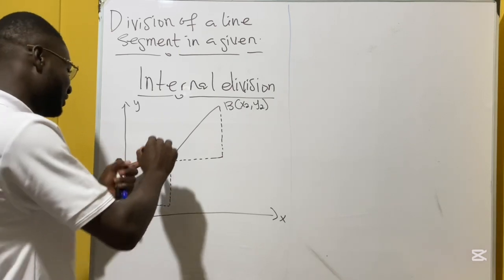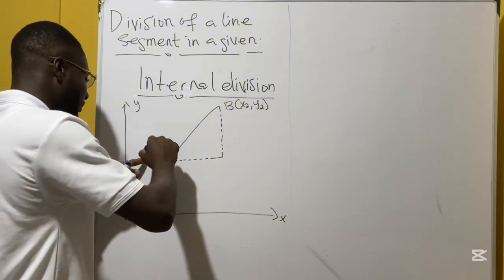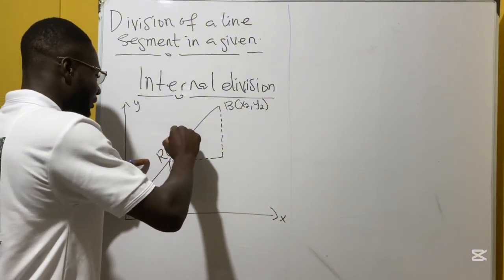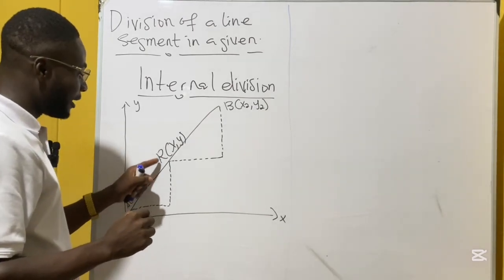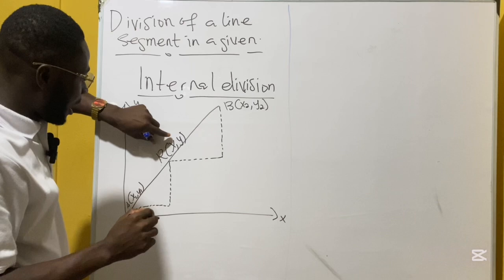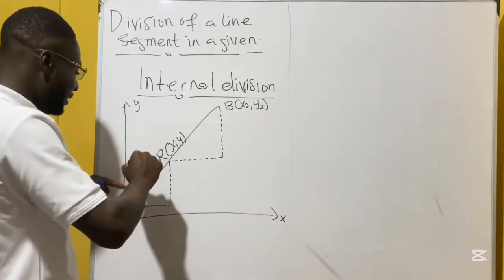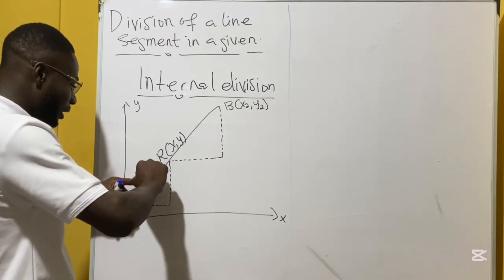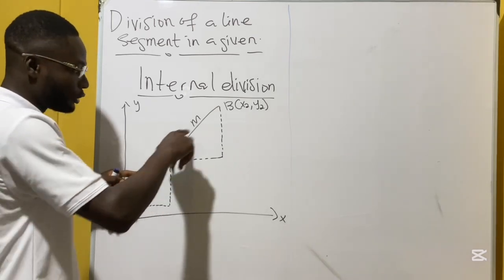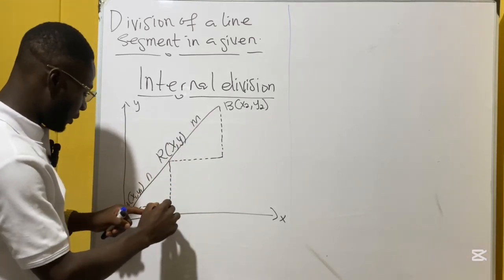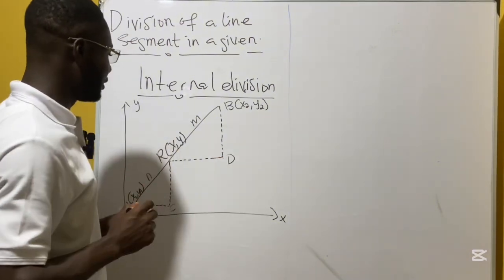And we decide to call this part R of point X and Y. So this is the division. This is the internal division. This is the point that we are going to look for, R of X and Y. And this is the ratio, N is to M. And let's say this is called D and this is C.